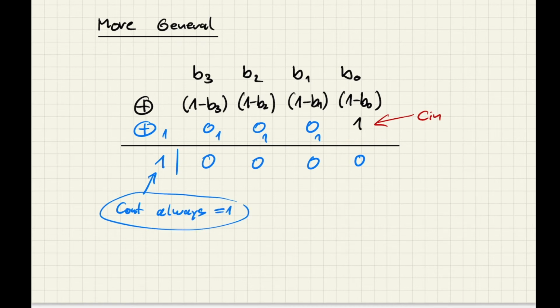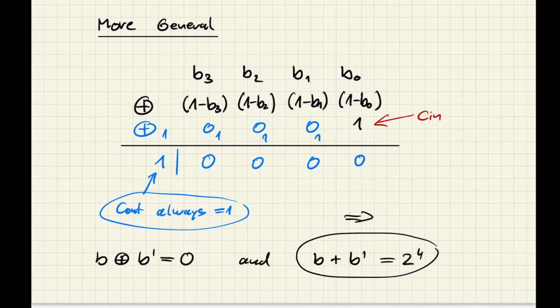Now we can summarize what we now saw as follows. B circled plus B prime gives 0. And if we want to express this with the integer addition, we know that B plus B prime equals 2 exponent 4, because this cout is always set. And this here is equivalent to B prime equals 2 exponent 4 minus B.